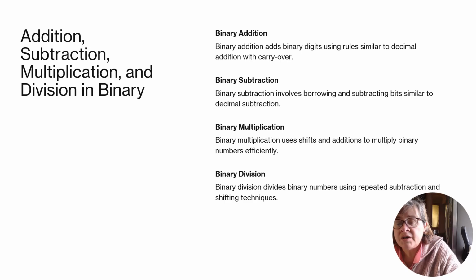So binary addition adds binary digits using rules similar to decimal addition and carryover. Binary subtraction involves borrowing and subtracting bits similar to decimal subtraction. Binary multiplication uses shifts and additions to multiply binary numbers efficiently, and binary division divides binary numbers using repeated subtraction and shifting techniques.